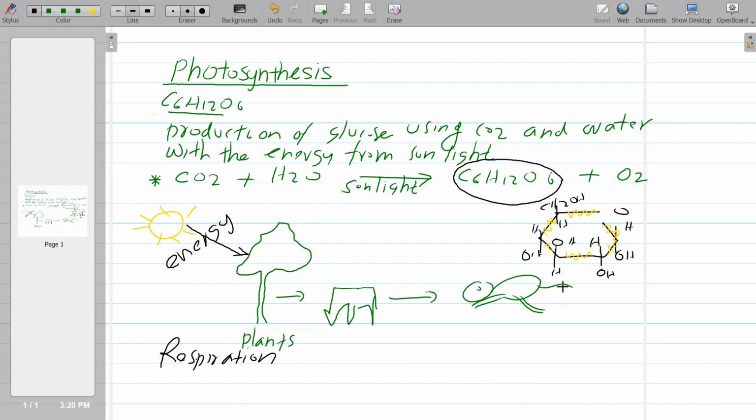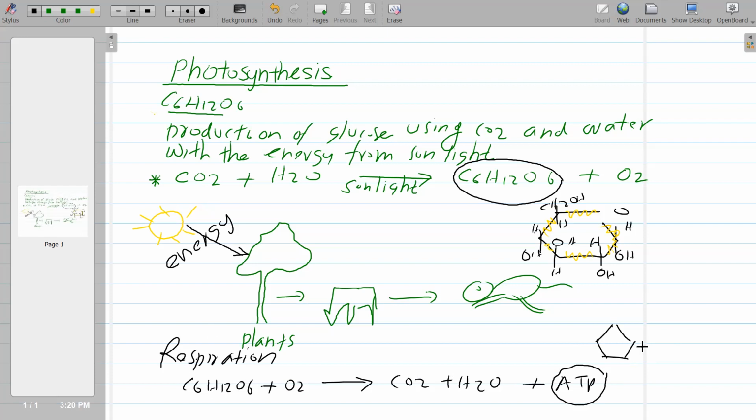So respiration, what is exactly happening? It's the opposite of the photosynthesis reaction. So glucose requires oxygen, and it produces carbon dioxide, water, and the energy molecule ATP. Now, when we learn about ATP in the future, it is similar to a nucleotide.